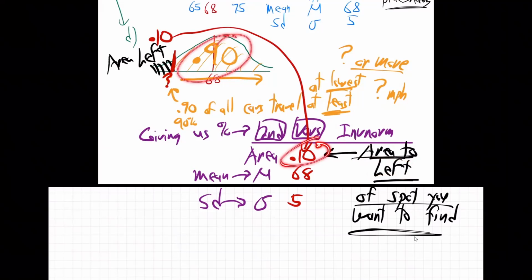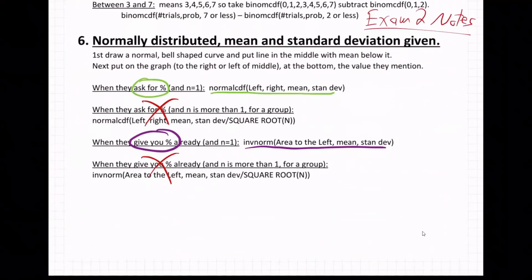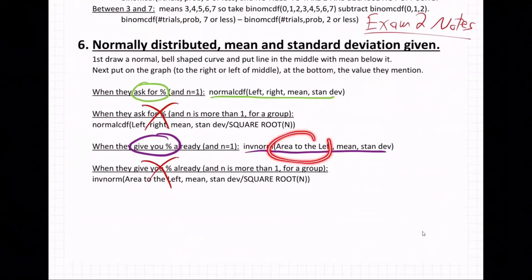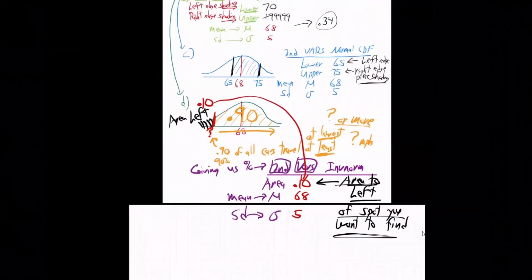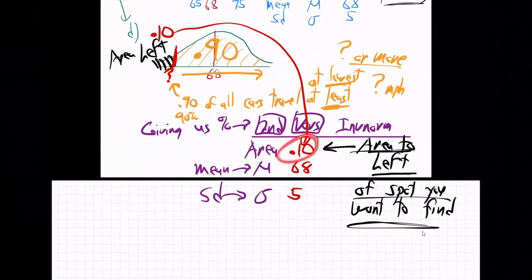Now, they could have programmed it that way. They just didn't. That's how technology works in the real world. Programmers program things a certain way, and we have to know as a user how it's programmed and therefore how we use it. So it has to be area to the left. That's how they programmed it. So if it's 90% to the right, then it's 10% to the left. And I put that in the notes for you, right here, area to the left, to help you. So 10% is to the left. Type that in, you'll get your answer.